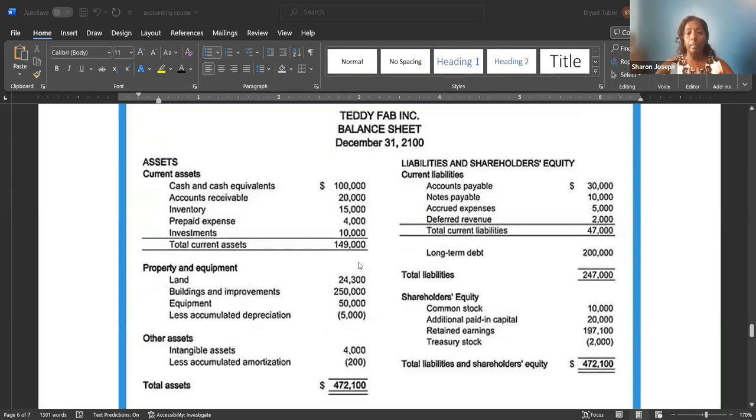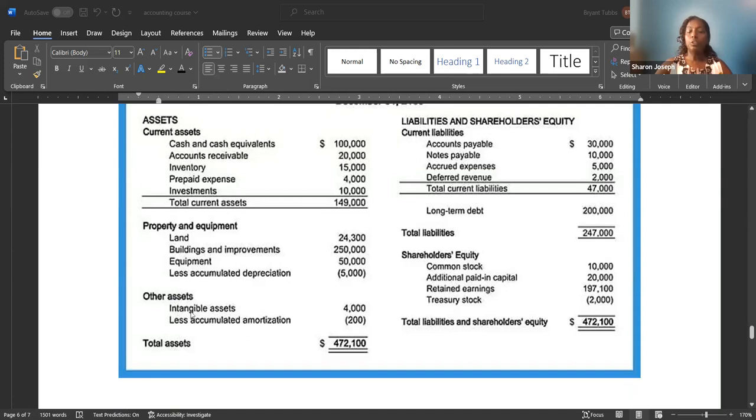So let's look at some specific items that we've spoken about earlier on that show up on the balance sheet. We have current assets. Like we talked about, our cash, receivables, inventory, prepaid expenses. And then we've got our long-term assets or non-current assets, where we talk about land, building, and depreciation. And then we come down to other assets where we talk about intangibles. So those are things like if you owned software or something like that, those would be considered intangible assets. Add up our total assets, and we come to 472,000.